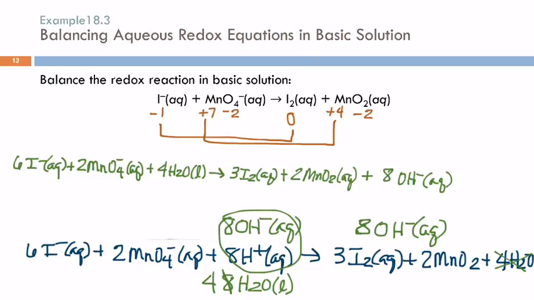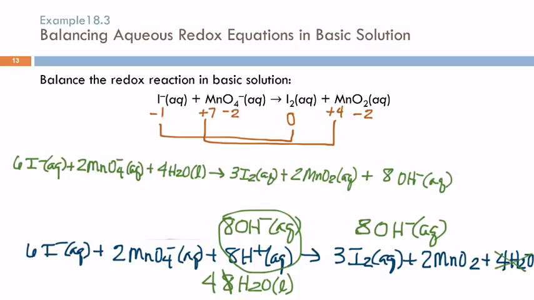Does that mean oxygen's out of balance? Well, let's check. So oxygens, I've got 2 times 4, 8, and 4. So 12 on this side, right? And then over here I've got 2 times 2 is 4, and 8 is 12. I missed the 2 in front of the manganese dioxide. That's okay.